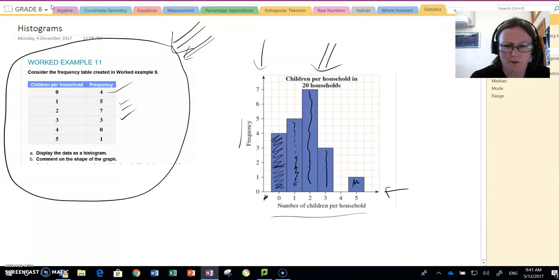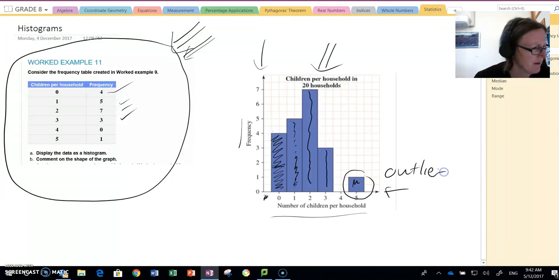Again, looking at the shape of the graph, we can see that this household that had 5 children appears to be our outlier, as the majority of households seem to have 1 to 2 children, and then out here, kind of on the edge, is the household with 5 children. So with our histogram, that is how we do it. Remember your headings, remember your labels.